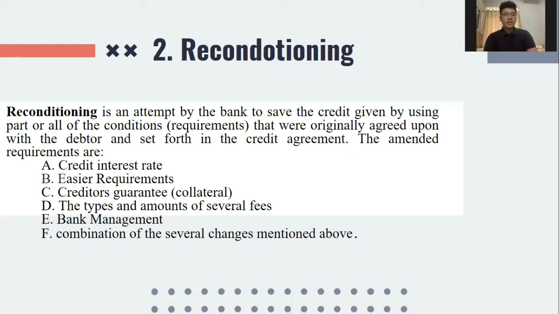The amended requirements are: A. Credit interest rate. B. Easier requirements. C. Creditor guarantee. D. The type and amount of several fees. E. Bank management. F. Combination of the several changes mentioned above.